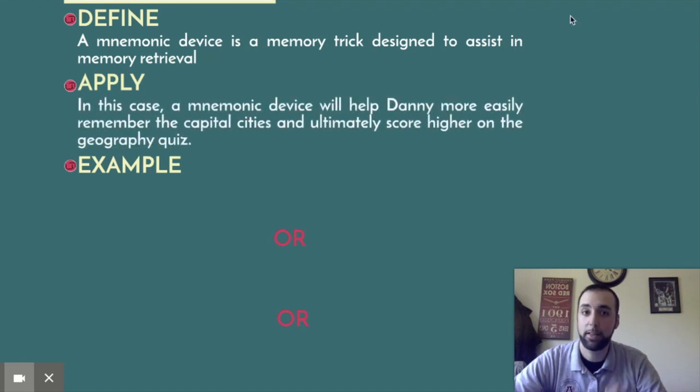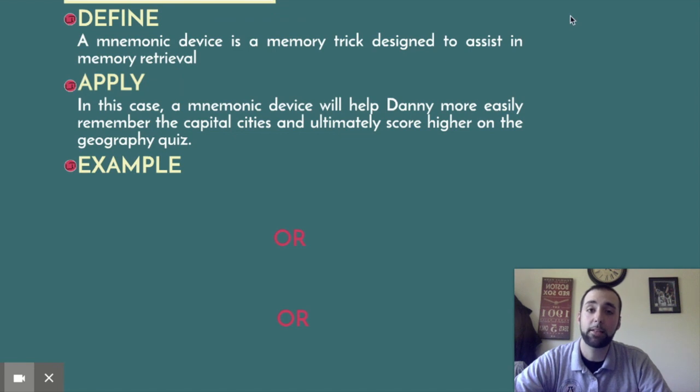The second sentence, the apply sentence, I think is best when it starts with "in this case." That is by far the most common sentence frame or sentence starter for the second sentence. The purpose of the apply statement is to inform the reader that you understand how the vocabulary term is going to affect the overall scenario. So if you take a look at what I wrote, in this case, a mnemonic device will help Danny more easily remember the capital cities and ultimately score higher on the geography quiz.